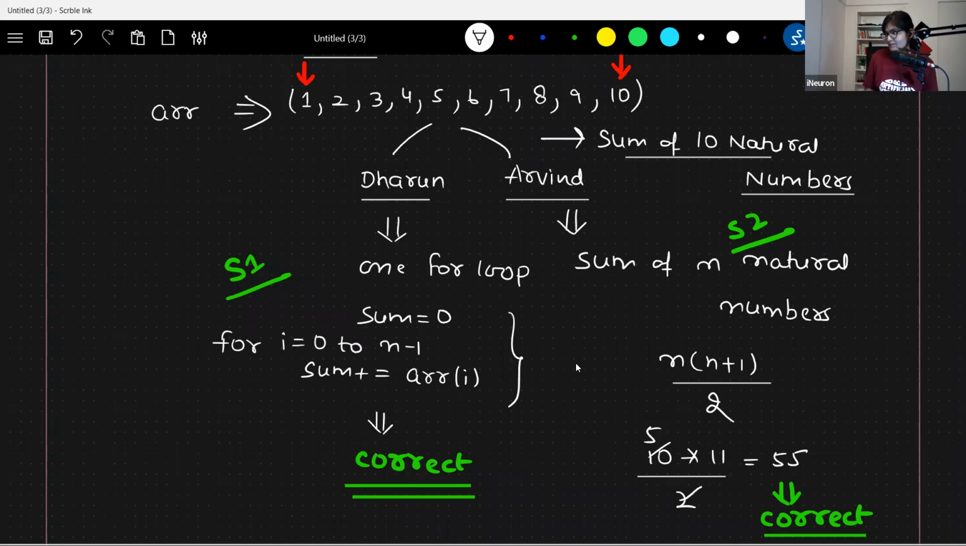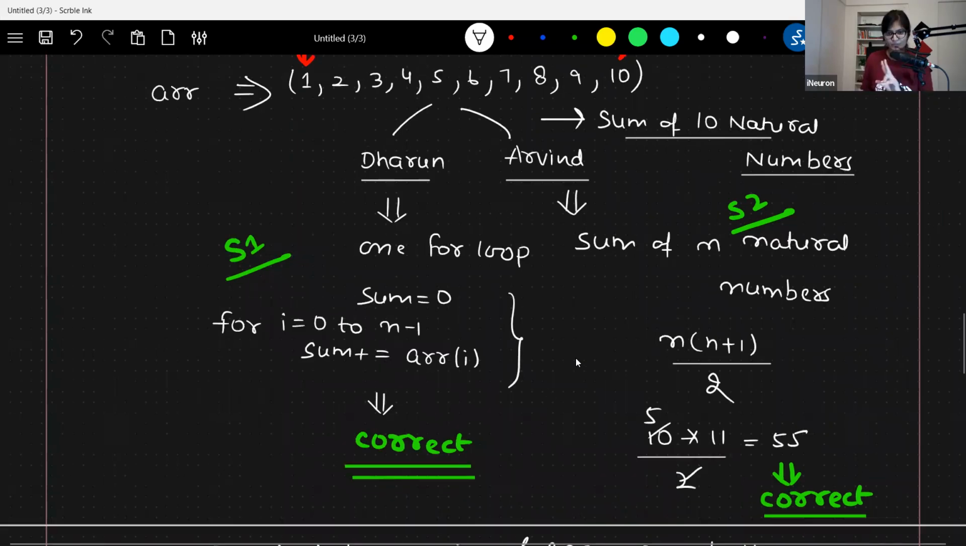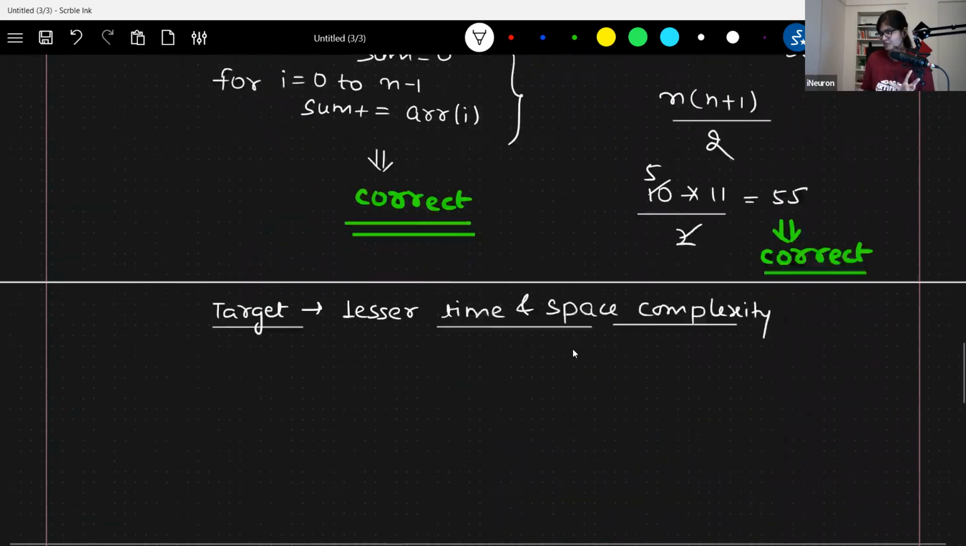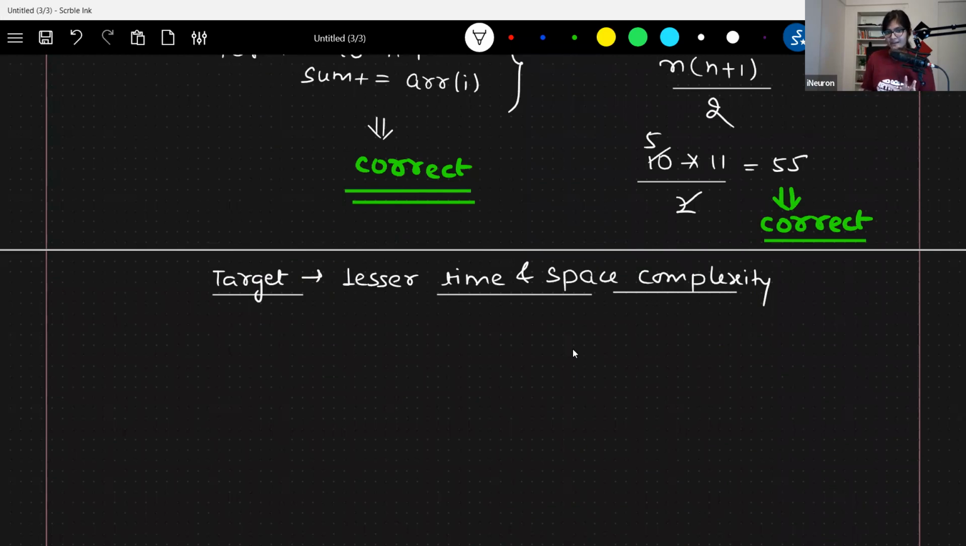Yes, we will be given time and space. If both of them are lower, it's perfect. It's very good. But given more preference, time will have a higher priority.